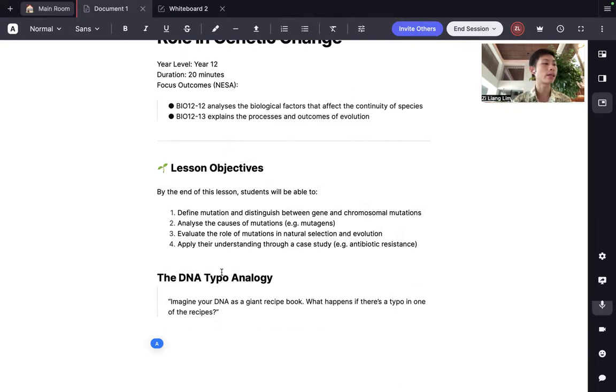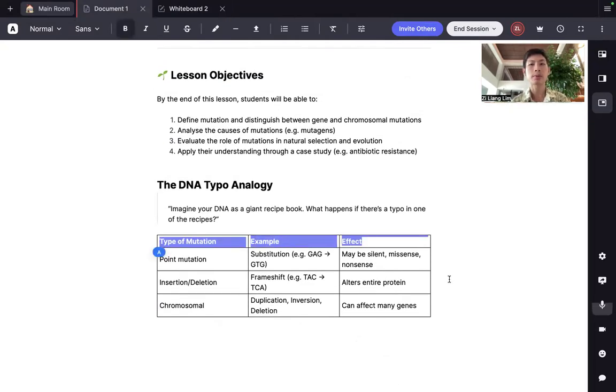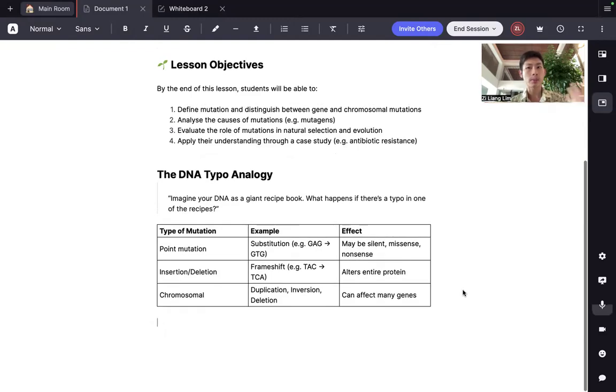Give me a second while I copy the table. All right. So here is the type of mutation, example, and effect. There are three types of mutations that you have to know in this syllabus. The first is the point mutation. The example here would be the substitution, so that means only one base changes, GAG to GTG, similar to what we did on the whiteboard. That may be silent, missense, or nonsense, as you have seen.